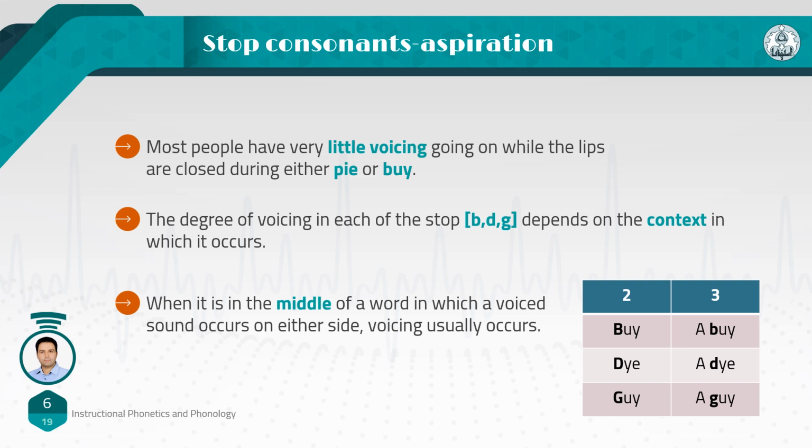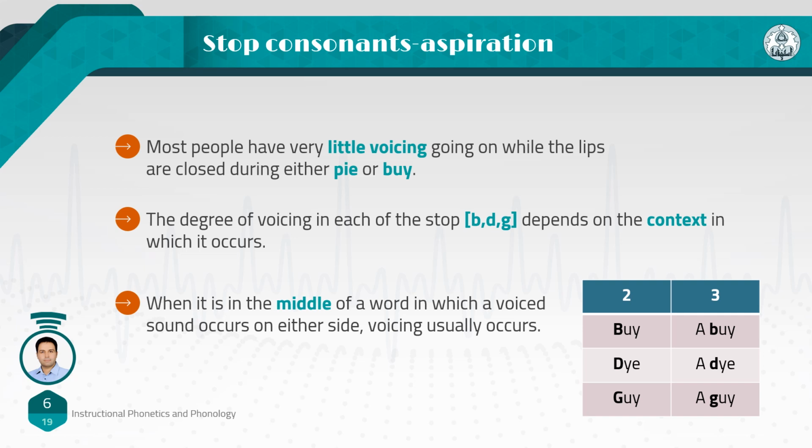So there are two vowels. Both of them are voiced. Therefore, they affect b, a by. You see, the degree of voicing in buy and a buy are different. Here, the degree of voicing differs.